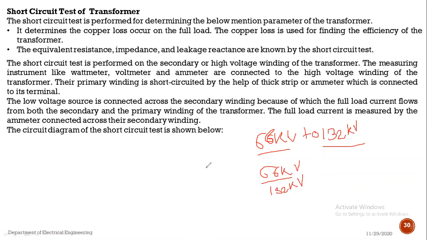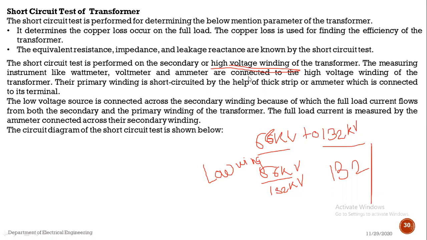Then when we conduct the short circuit test, it can be performed on the high voltage winding. That means the 132 kV side is the one we short circuit. And how is the open circuit test conducted? The open circuit test can be conducted on the low voltage winding, so the low voltage winding is open circuited.